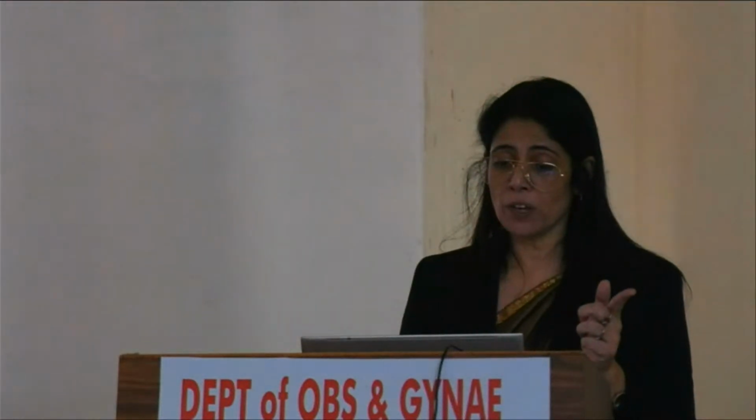Gastroschisis is different from omphalocele. Here the umbilical cord is intact, the insertion into the umbilicus is intact, and it is a defect in the abdominal wall which occurs in the paramedian aspect, and we see that the bowel protrudes out.